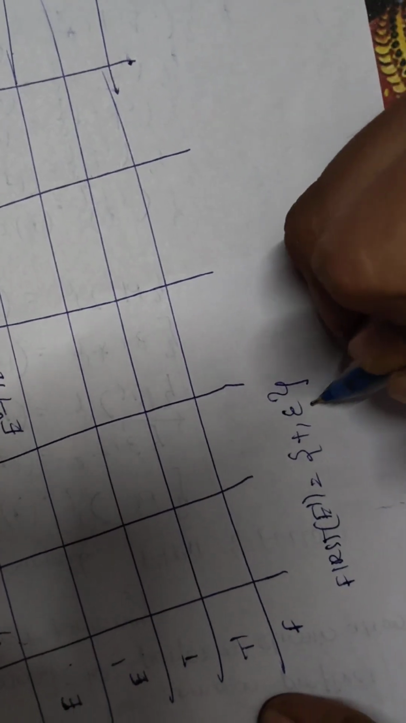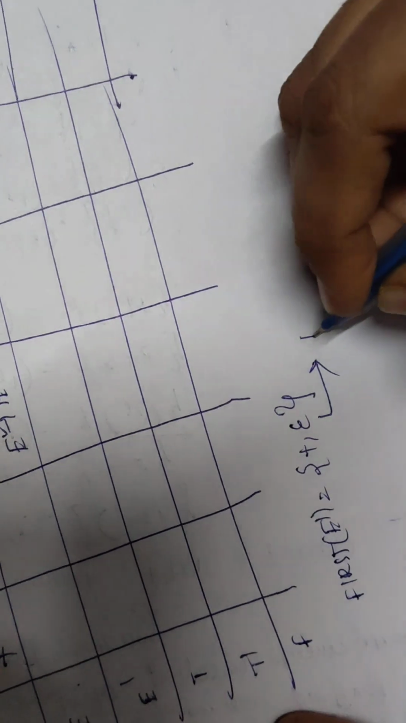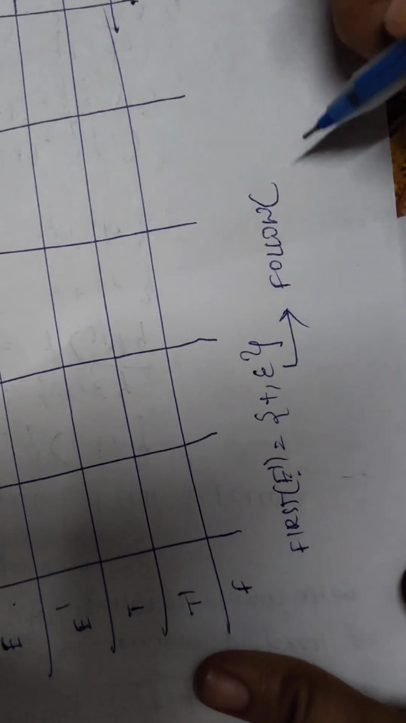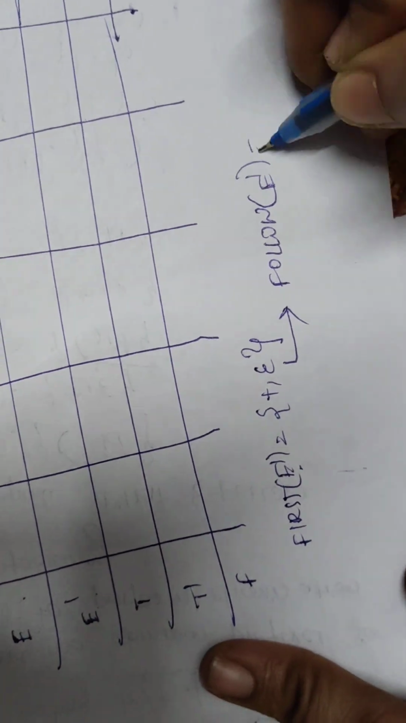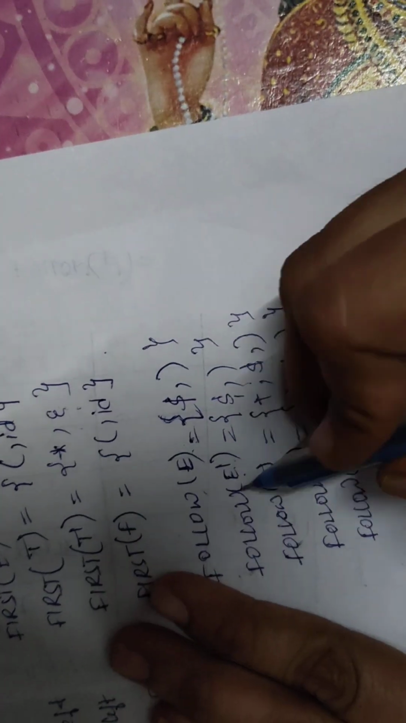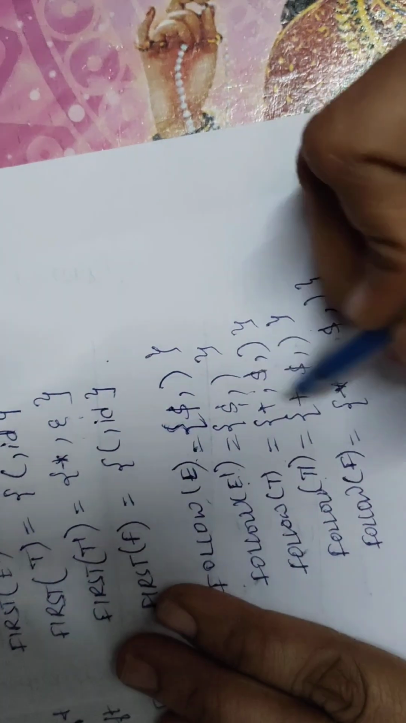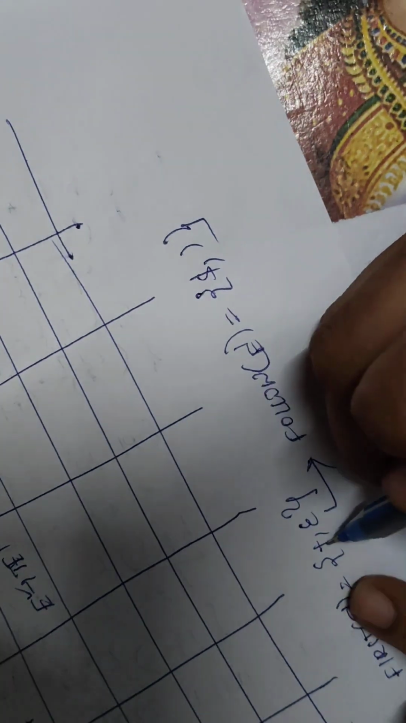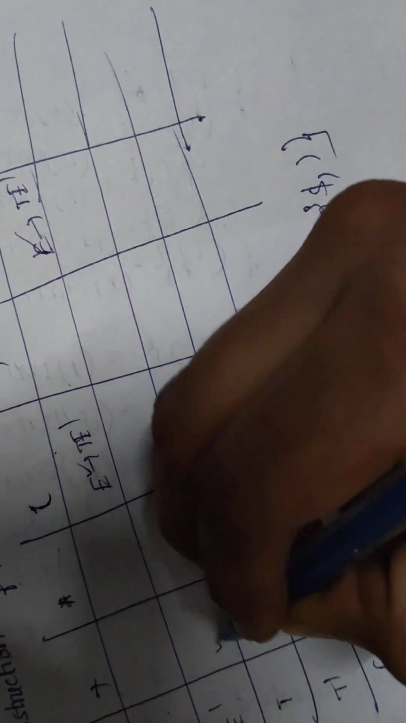The first of E is open parenthesis and ID. So in place of open parenthesis and ID, you need to write the E production. What is the E production here? E produces TE dash. So you need to write it here. E produces TE dash.